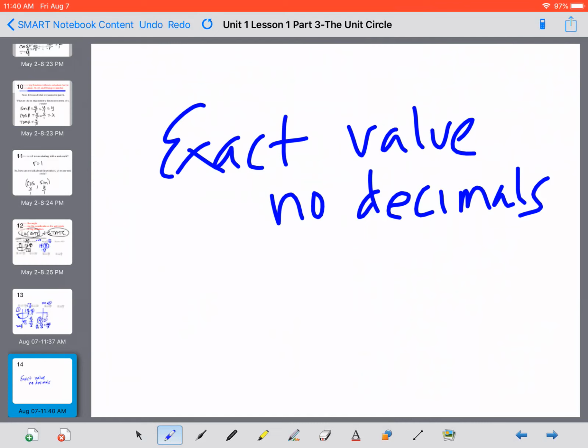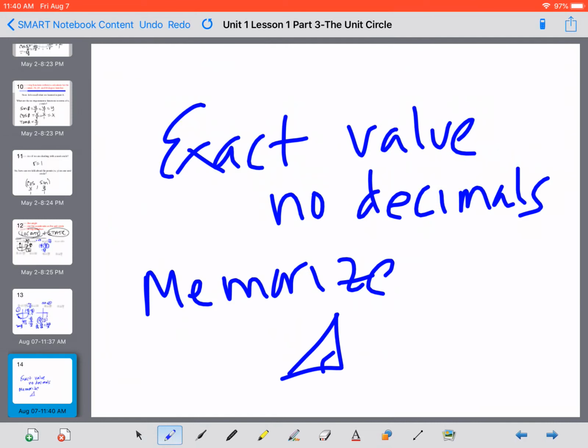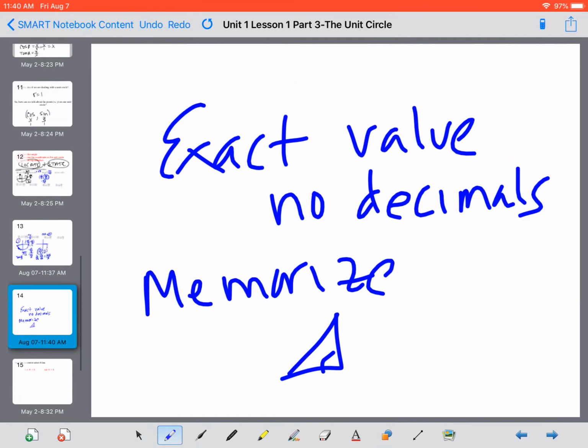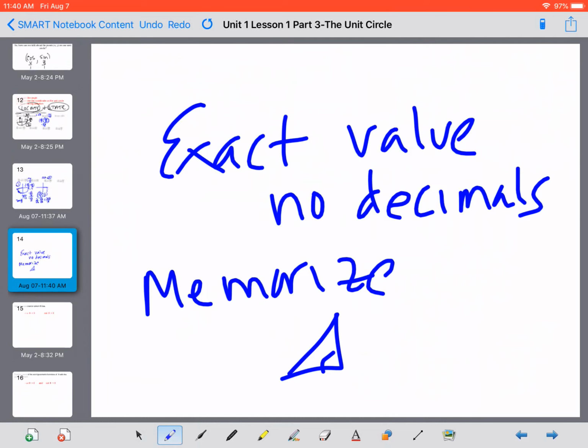Please know that this skill is necessary and critical for your success in the rest of this course and in calculus. So if you don't like my way of getting exact values, if you use a memorize, some students use triangles. I just wanted to show you a unit circle approach, but you need to be successful.